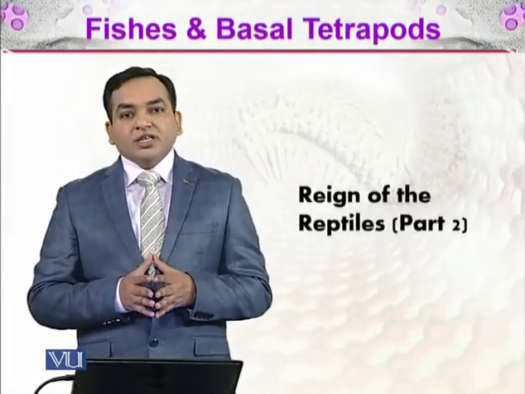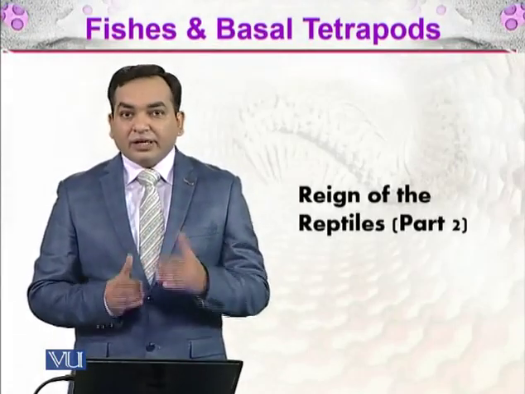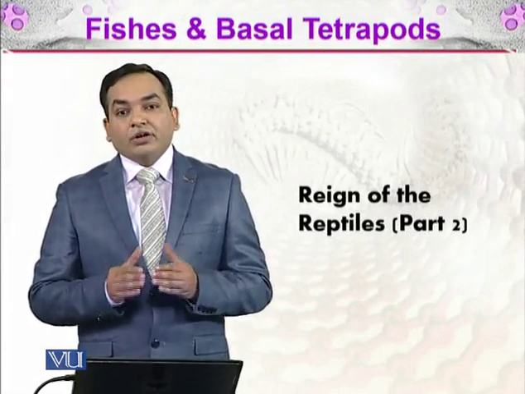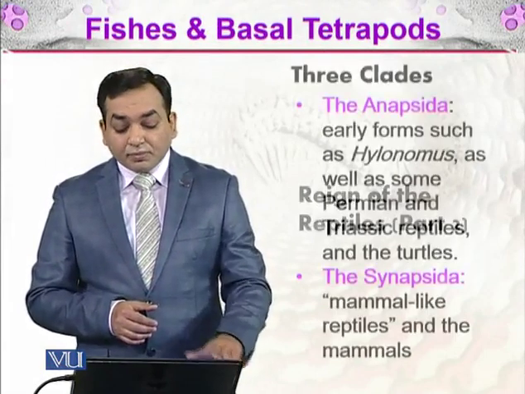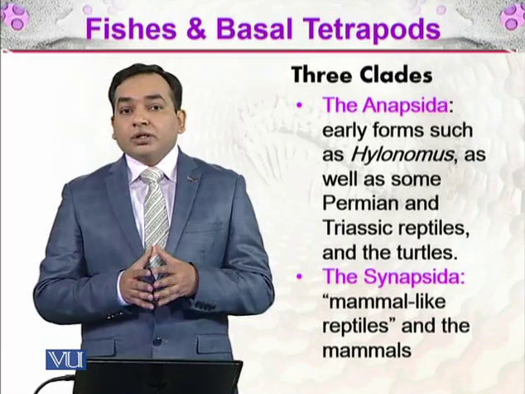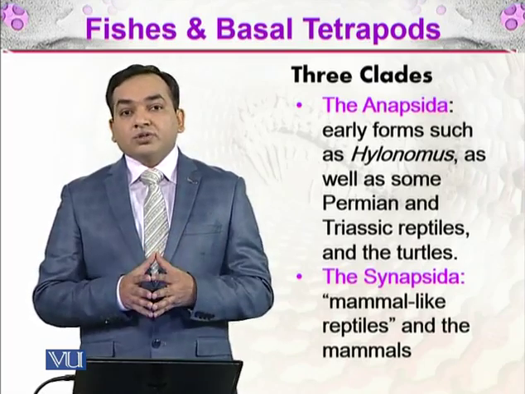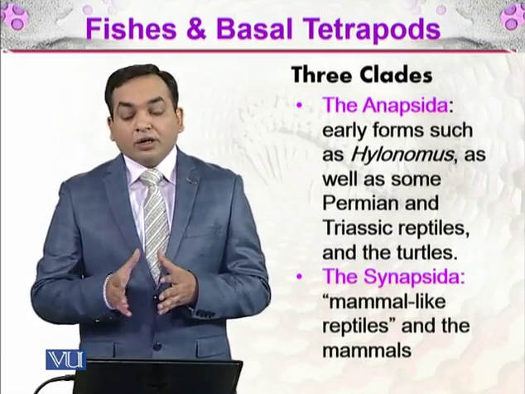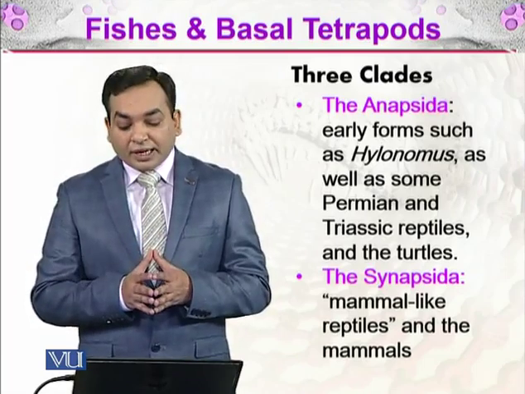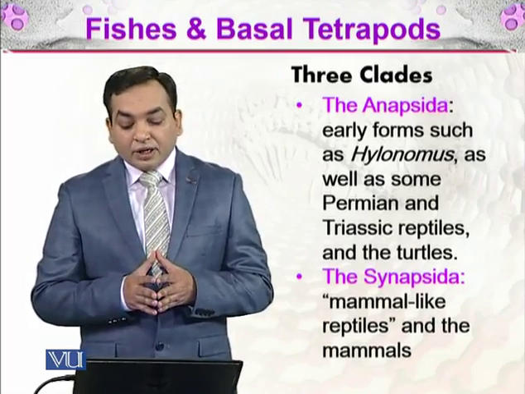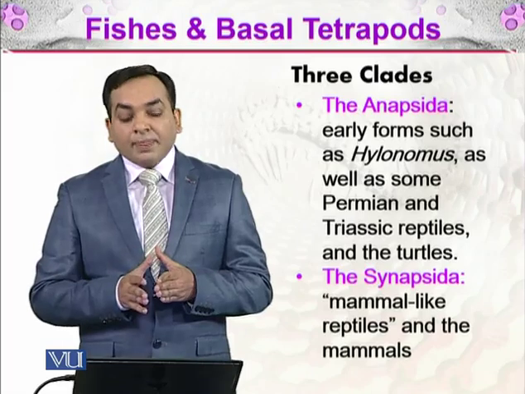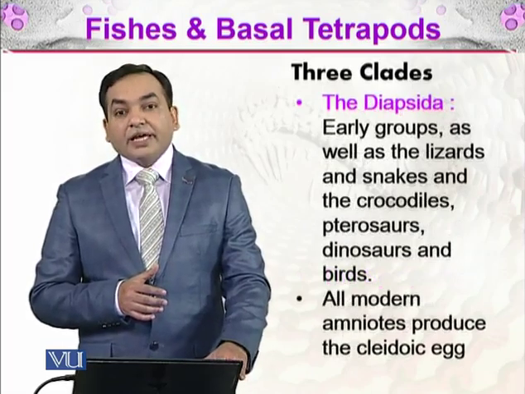In the fishes and basal tetrapods, we will be further discussing the reign of reptiles. On the basis of their skull formation and the presence of the temporal foramen, there are three different clades: the Anapsida, the Synapsida, and the third one, Diapsida.